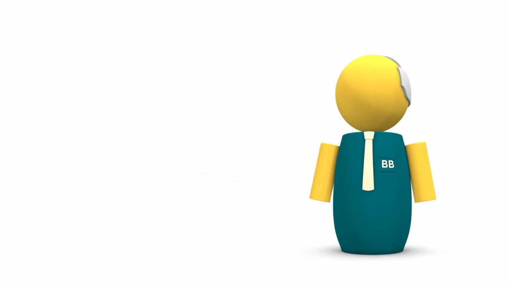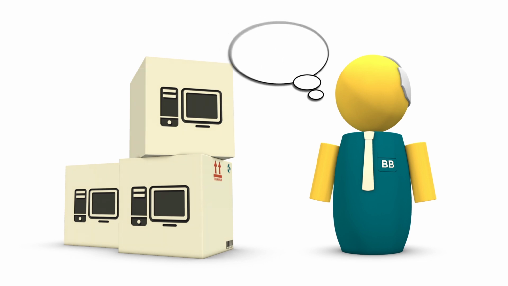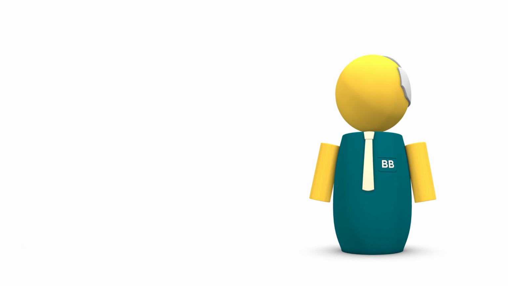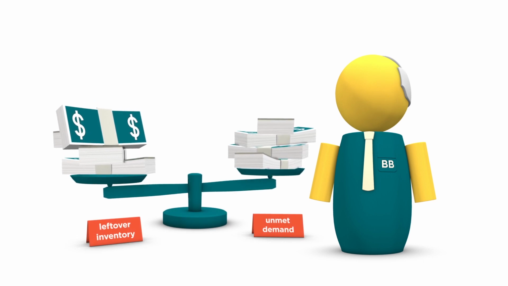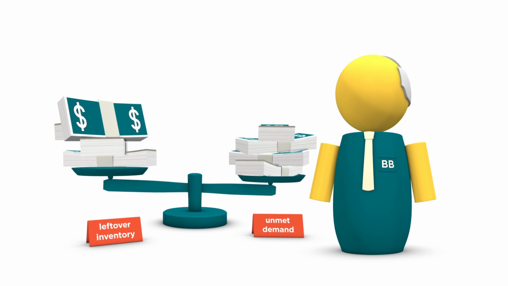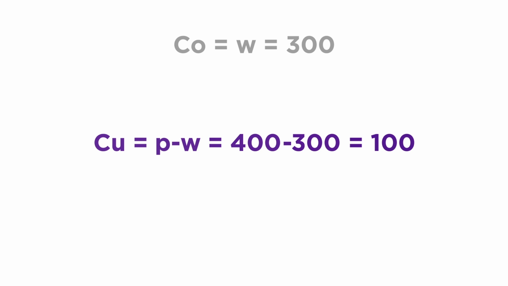Big Box must figure out how many computers to order before the sales season to maximize expected profit. To answer this question, John must identify costs so he can balance the trade-off between ordering too much or too little. The cost of overordering is just the cost of a unit, so the cost of overordering in this case is equal to $300. The cost of underordering is the potential revenue not realized from a sale, or the retail price $400 minus wholesale price $300, which is equal to $100.